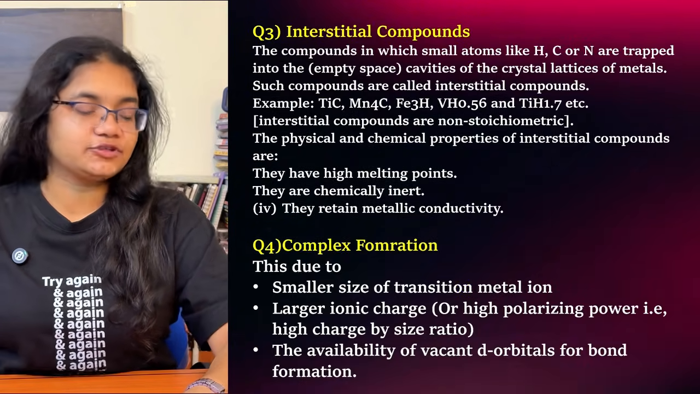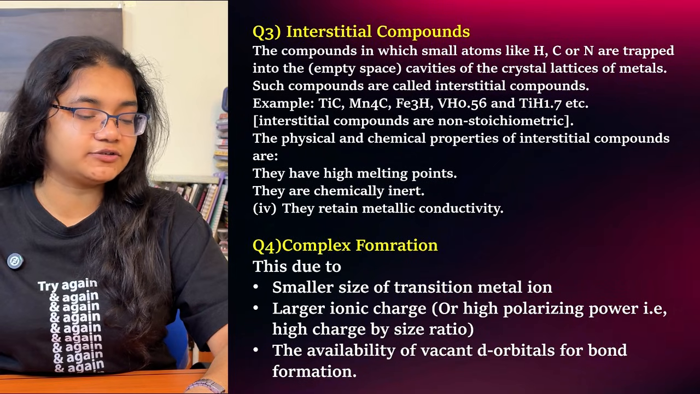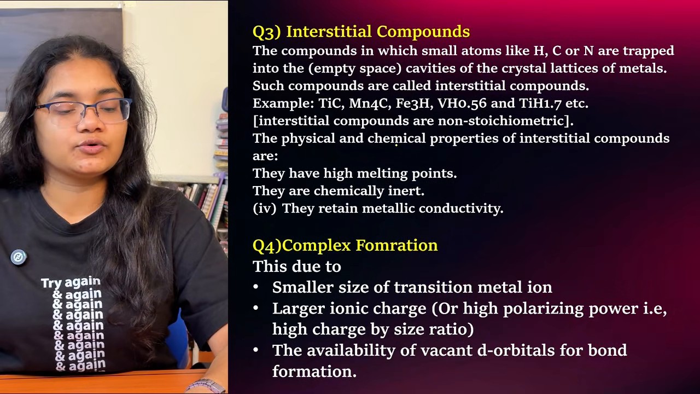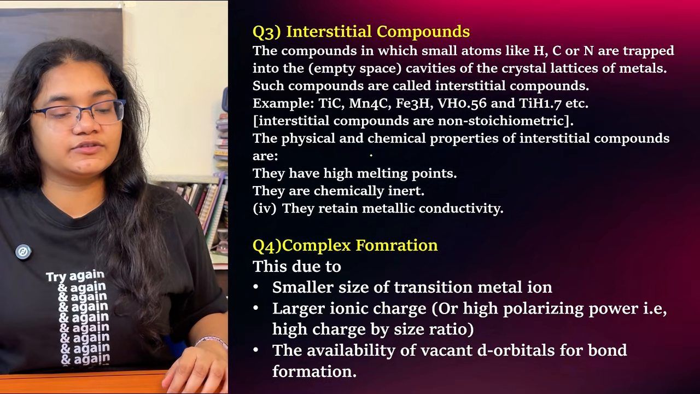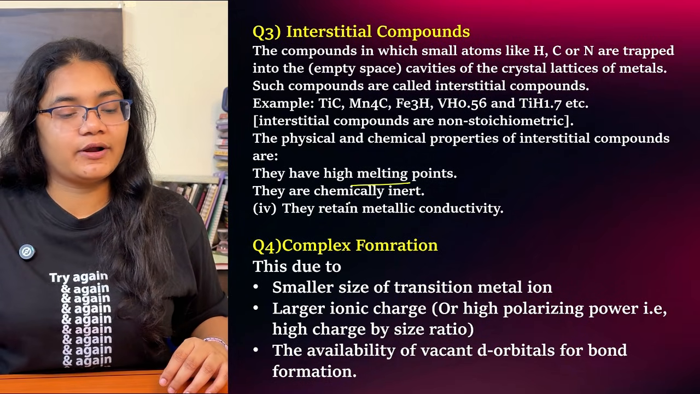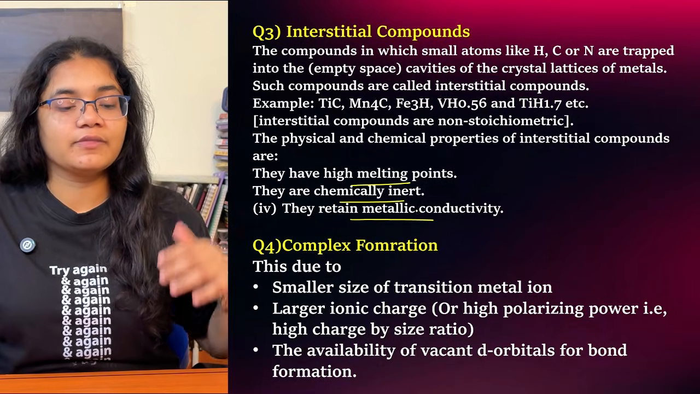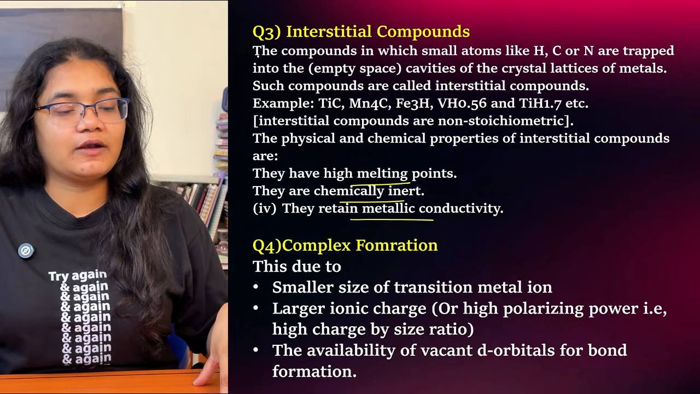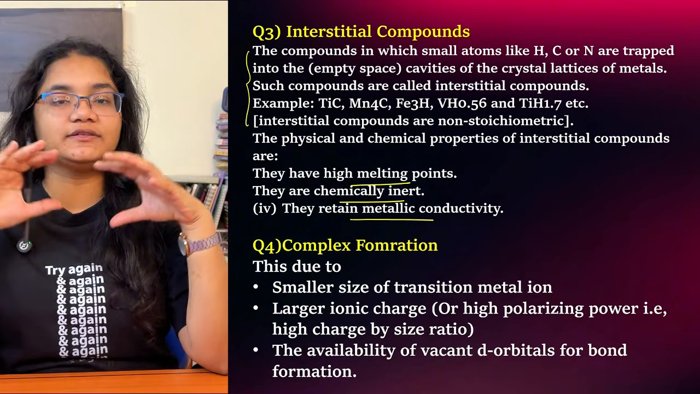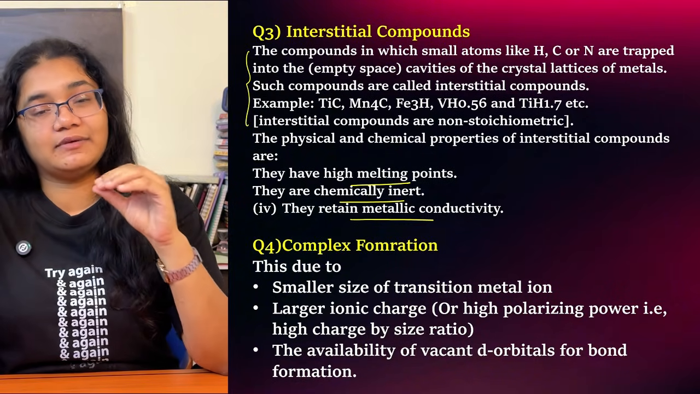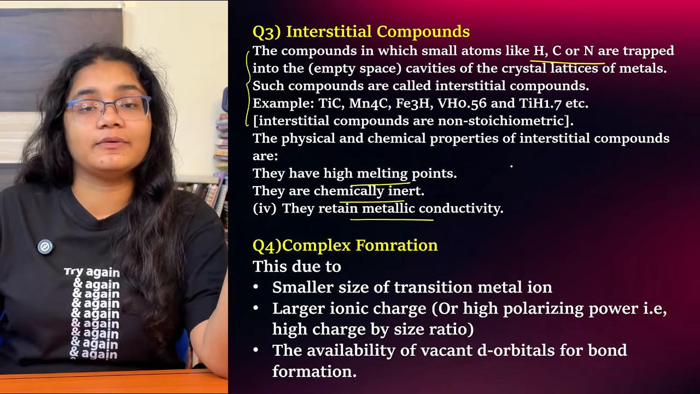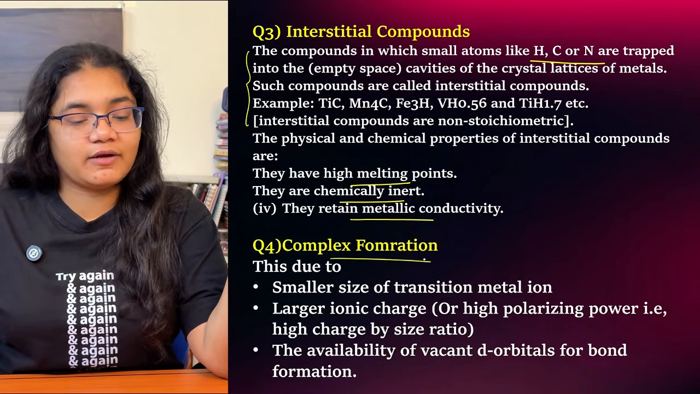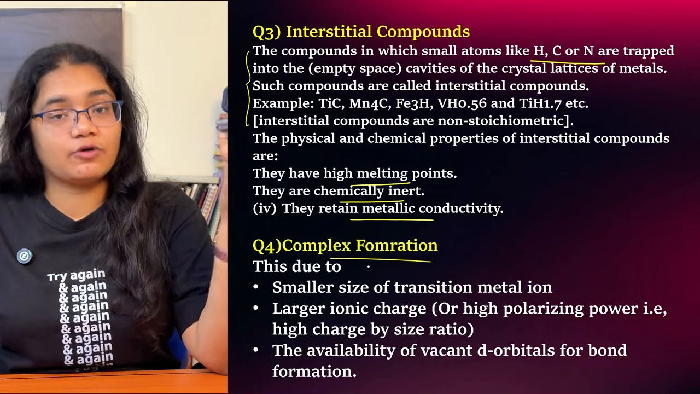Next, we have interstitial compounds. Why do these transition elements form interstitial compounds? Or rather, what are the properties of interstitial compounds? First of all, they have high melting points, they are chemically inert, and they retain metallic conductivity. And what are interstitial compounds? In these transition elements, there are certain empty spaces which are filled by smaller atoms like hydrogen, carbon and nitrogen.